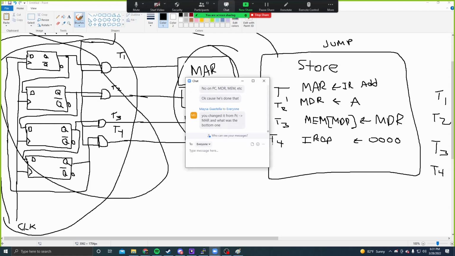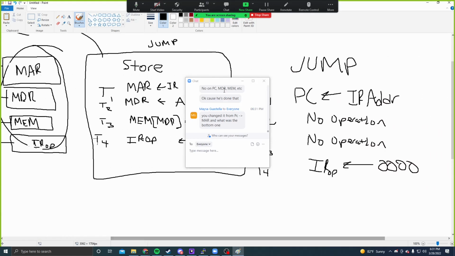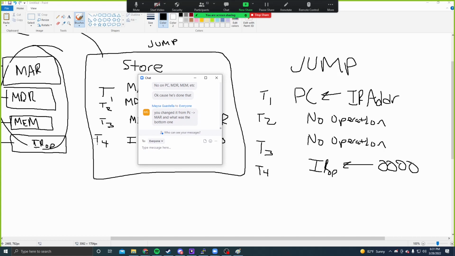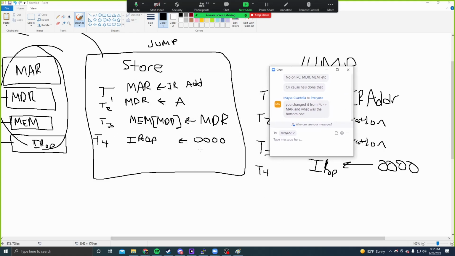What's the chat saying? You changed it from PC and MAR, and what was the bottom one? You're sending the fetch command to the instruction register. Each of these commands at the very bottom, you have to set back to fetch, because fetch is how you input information.